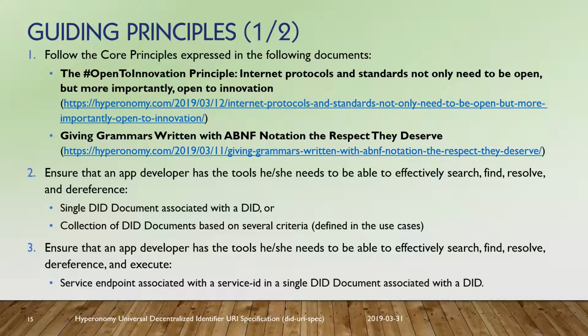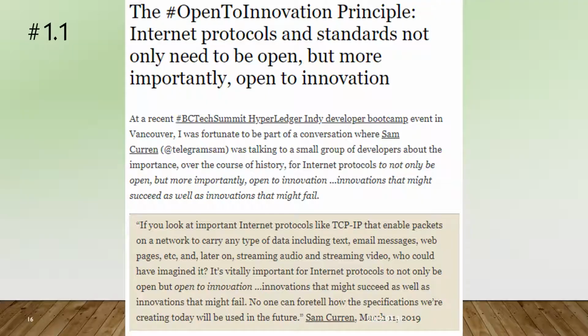Another sort of instance of number 2 is number 3, which is about being able to dereference a service endpoint and use that to remap the DID URL into a URL, or an address, that is able to address the service endpoint and execute against it.